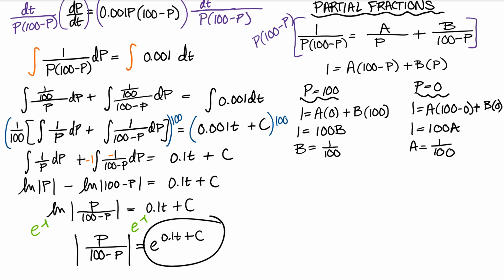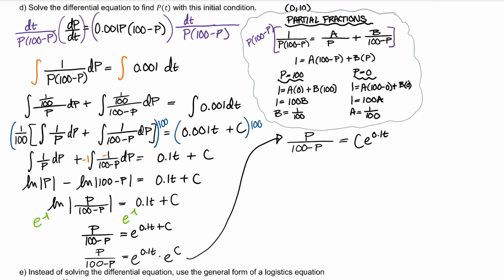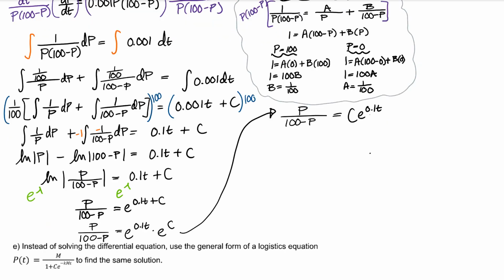E to the power of anything cannot be negative, so at this point we can remove our absolute value. Remember that if you have e to the power of a sum, using properties of exponents, you can change that to a product with the base of e. E to the c is also a constant, so we turn that into c and it becomes the coefficient of e. To get p by itself, I can multiply both sides by 100 minus p, do some distributing, do some division, properties of exponents, and then get all the p's to one side.